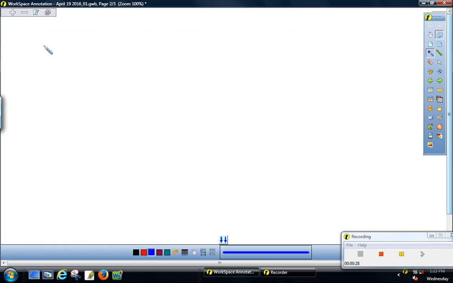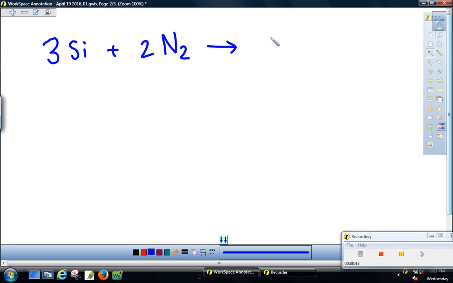The same reaction is in your white unit packet, and we established that 3 silicon atoms plus 2 nitrogen molecules will combine through a synthesis reaction to make trisilicon tetranitride. Let me highlight these coefficients in red so they stand out so we can determine the correct mole ratios. And we have a 3 to 2 to 1 ratio. Once again, you don't have to write the 1, but sometimes it's nice to have it there when you're doing mole ratios in stoichiometry.